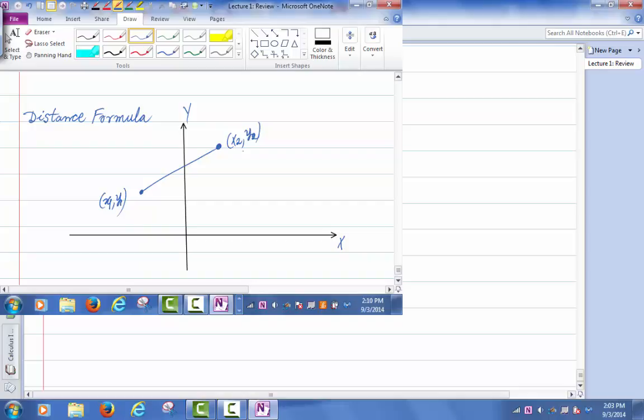And so the question is, what's the distance between these 2 points? Let me call this point P. This point is, let's say, Q. And so the distance between P and Q, I'm going to use the notation PQ with a bar. It means the length of the line segment joining P and Q. And so what is that length? What's the formula for this distance?